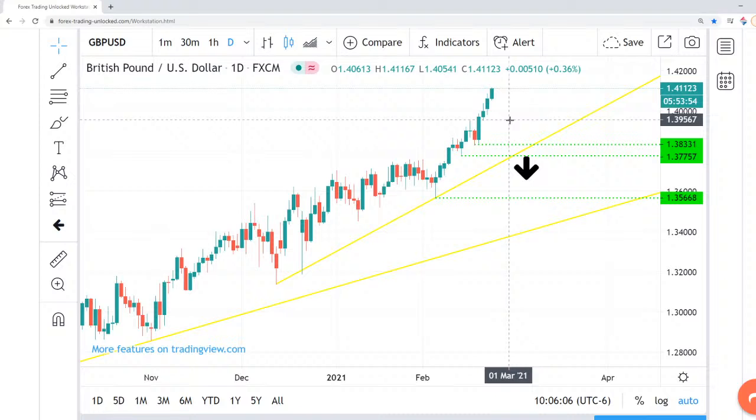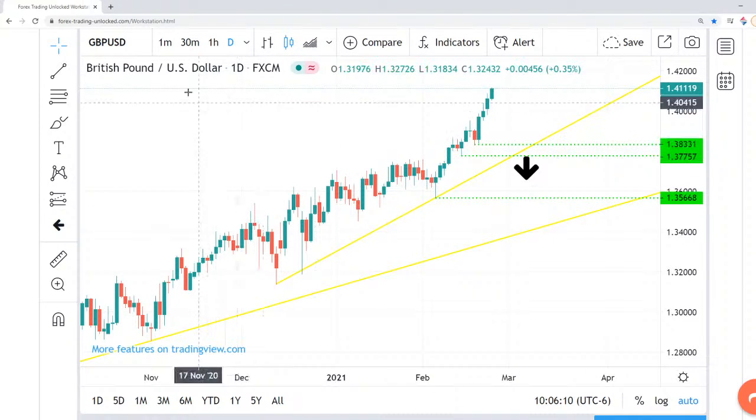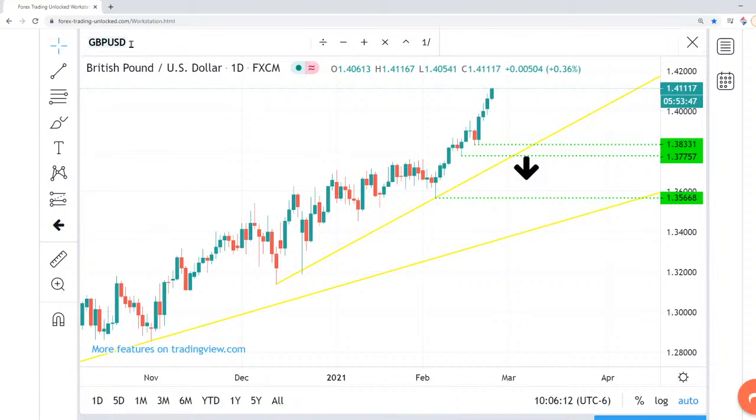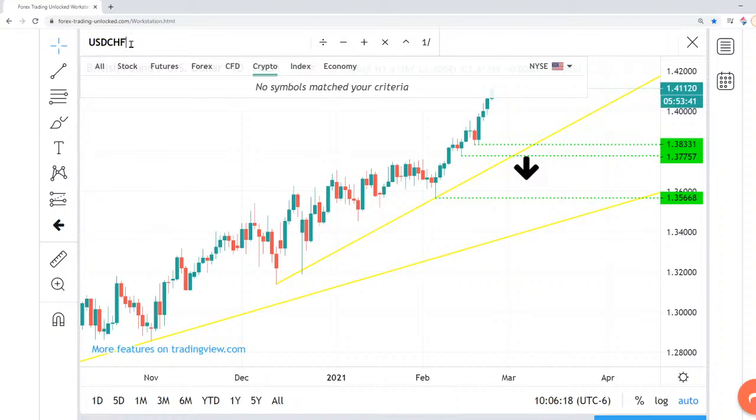If we do fall back, I think you're going to find a lot of support down here around this $1.38 level. So we have a lot of strength in that European currency. So this is driving the dollar index. Remember how we started with the dollar index. Now let's look at the US dollar Swiss.